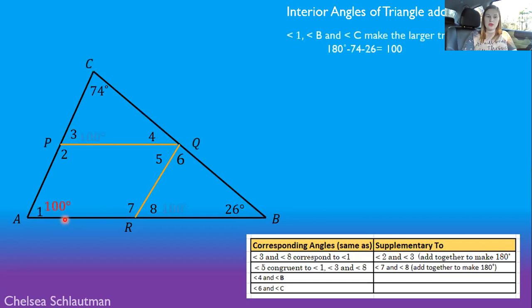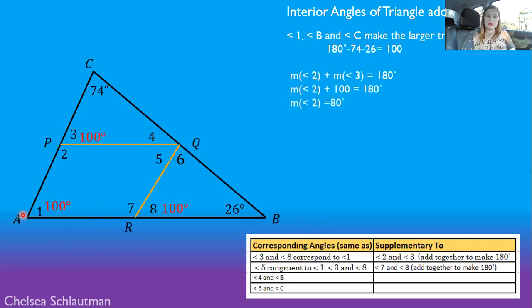Next, we're going to look at the corresponding angles. We have 3 and 8 that are corresponding here. They correspond with angle 1, so they're the same. They're parallel to that angle, so they're also both going to be 100 degrees.